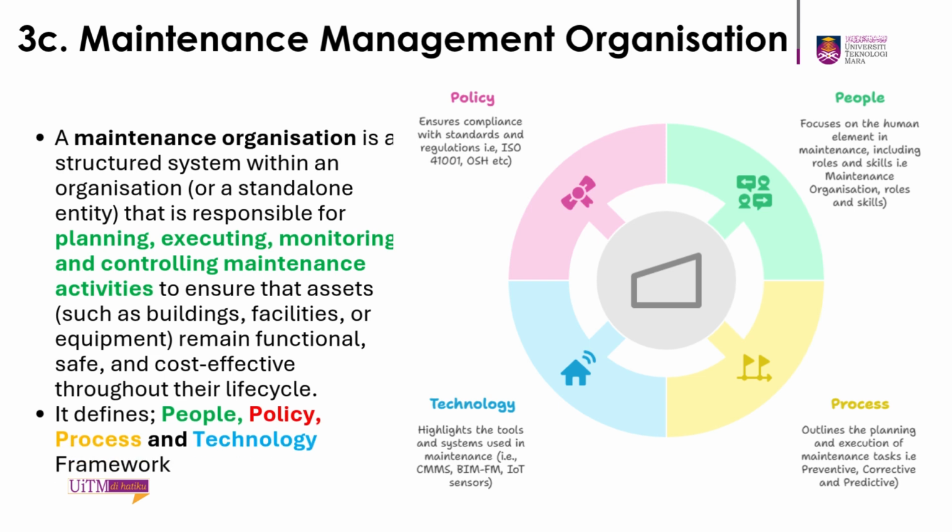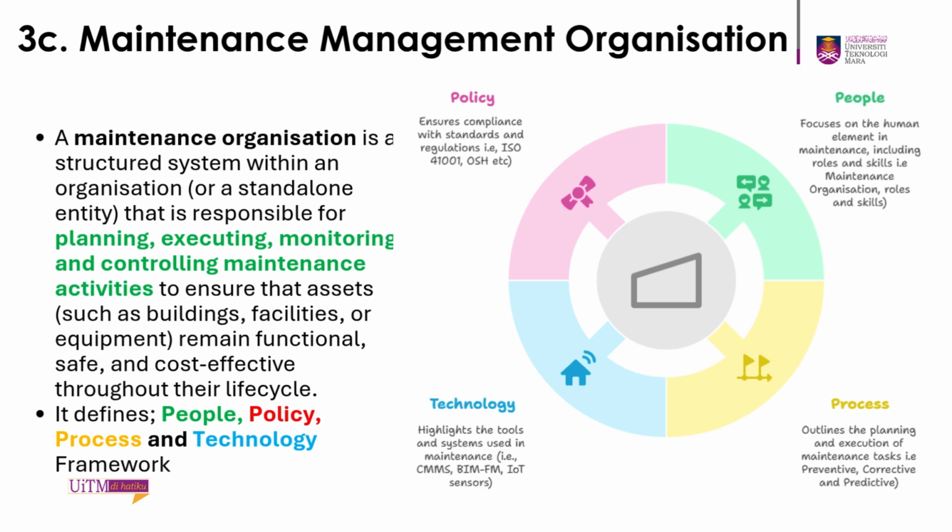3C. Maintenance Management Organization. A maintenance organization is a structured system within an organization, or a standalone entity, that is responsible for planning, executing, monitoring, and controlling maintenance activities to ensure that assets, such as buildings, facilities, or equipment, remain functional, safe, and cost-effective throughout their life cycle. It defines people, policy, process and technology framework.